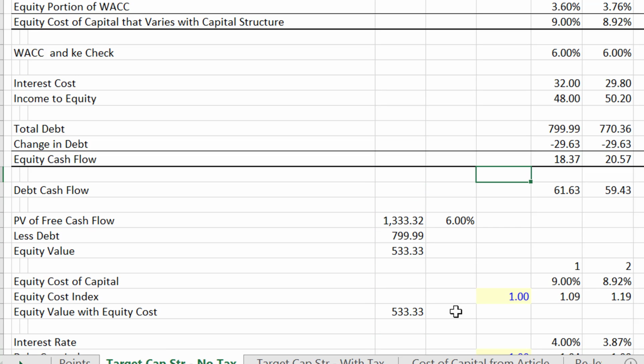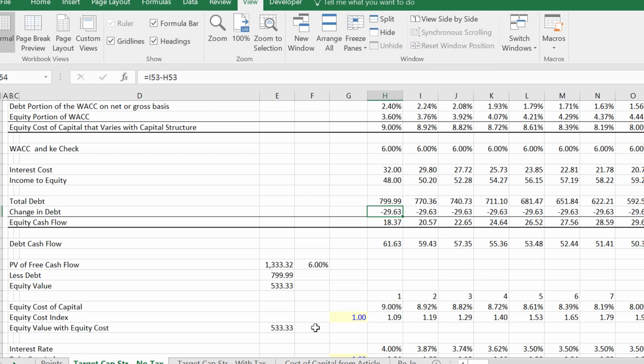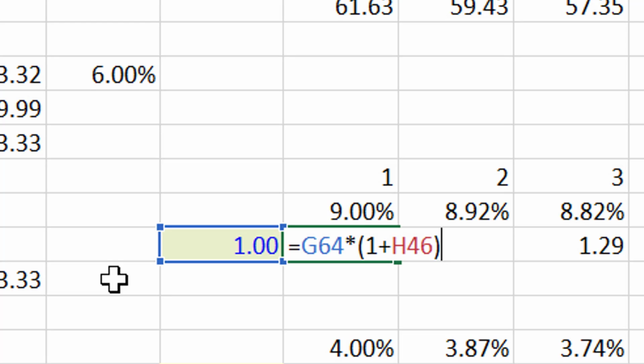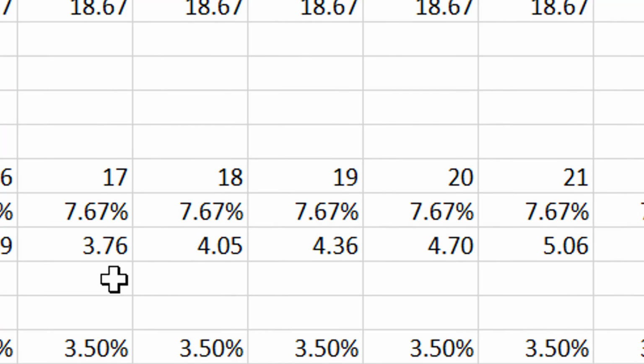Now, the equity cash flow is down here. It's the amount of income to the equity minus the debt cash flow, and so that's the equity we get. Now, that's the debt. This is the equity. Now, if you notice the cost of equity changes, so you can't use a normal discounting, but what you can do is create a little index. And this is the equity cost of capital, and you just allow the index to change.